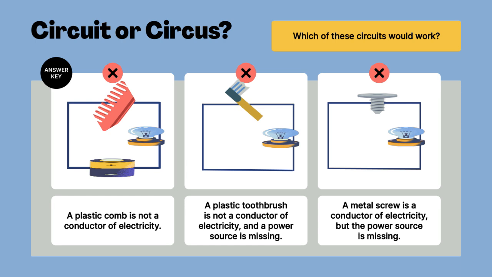The key idea here is that for a circuit to work, we need a good conductor, like metal, and a complete loop that includes a power source. Without both of those, it's more like a circus act, something that looks like a circuit but isn't actually functioning.